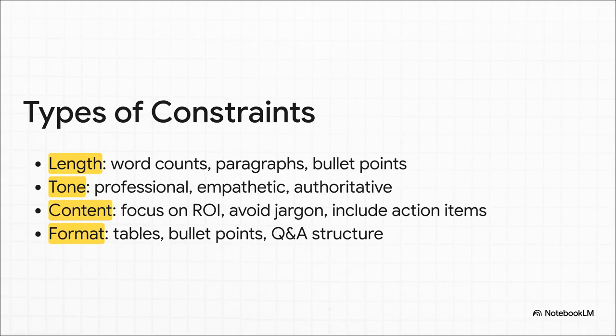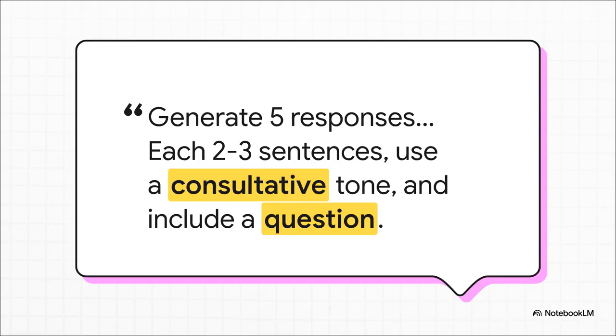And you have a bunch of different levers you can pull here. You can constrain the length, give it a word count or tell it to use bullet points. You can dictate the tone. Should it be professional, empathetic? You can control the content, telling it to focus on ROI or avoid jargon. And you can even demand a specific format, like give this to me in a table. Now check this out. This example really shows the power of layering these constraints together. It's asking for a specific number of responses, a precise length, a certain tone, and even tells it to include a question. This level of control, this is what separates the beginners from the pros.